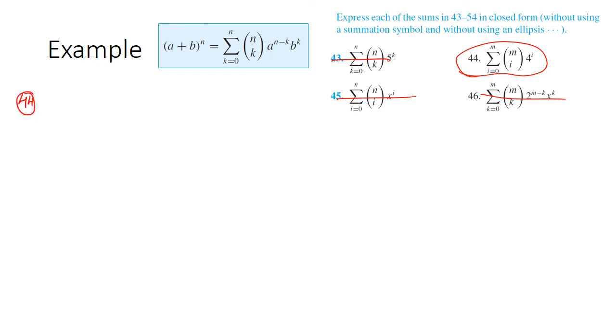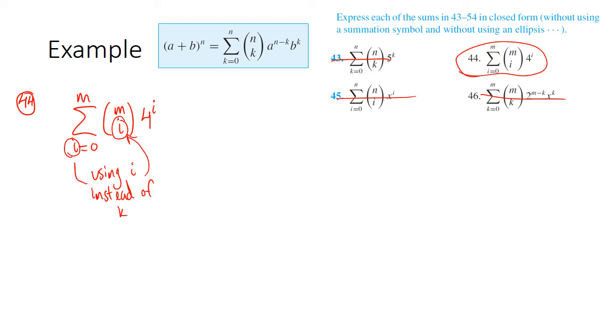Okay, so let me look at what I've got here. So I've got i equals 0. So first of all, I have a different letter in here, but that's not a big deal. And then I have m instead of n. And then I have m choose i, and then 4 to the i. Okay, so looking at this, the only difference here is that we're using i instead of k. But that's not a big deal at all. That's just a dummy variable. So it really doesn't matter what you call it, you'll get the same summation. And also this, I have i instead of k there as well.